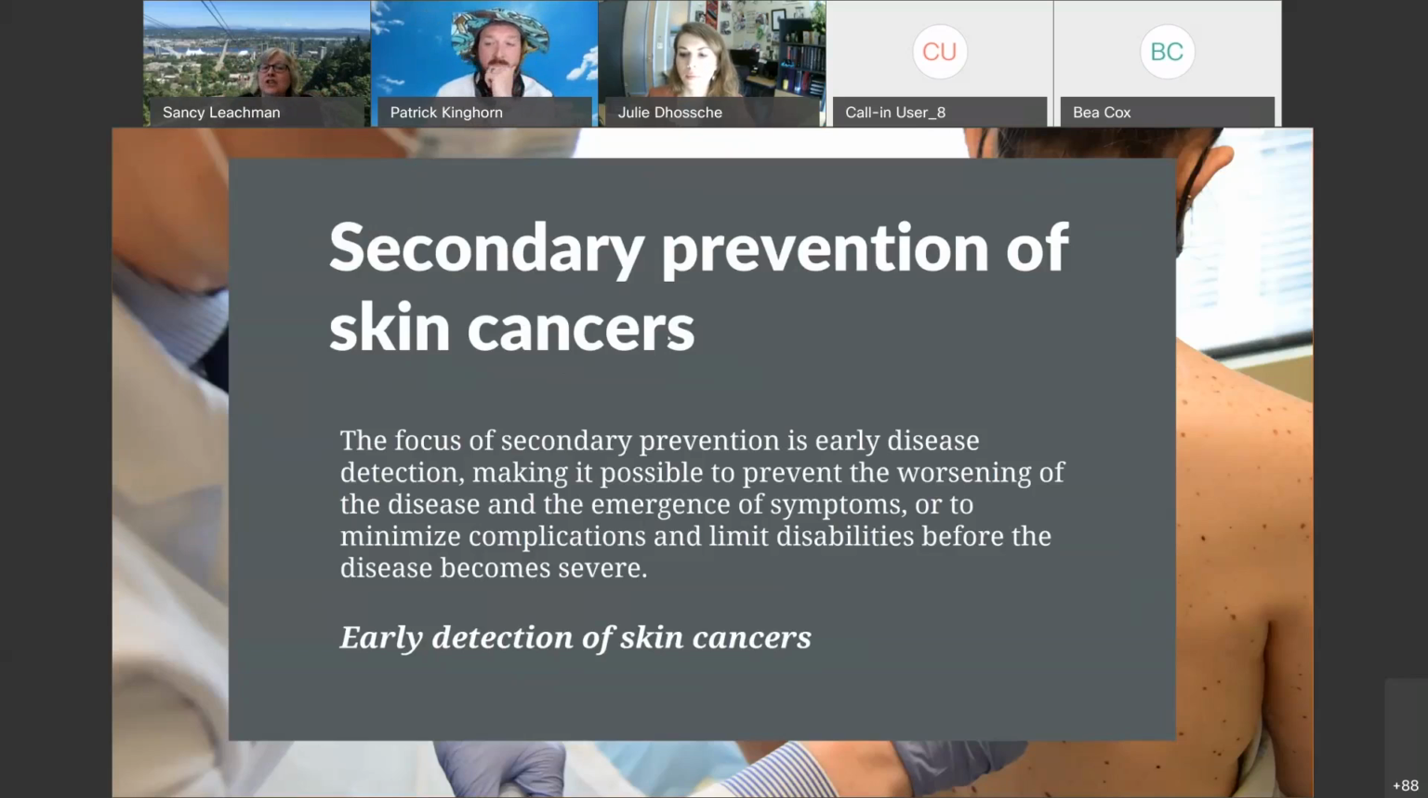So the formal definition of secondary prevention of skin cancers is: the focus of secondary prevention is early disease detection, making it possible to prevent the worsening of the disease and the emergence of symptoms, or to minimize the complications and limit the disabilities before the disease becomes severe. So we're going to talk now about early detection of skin cancers.